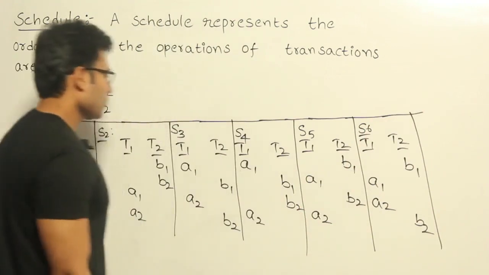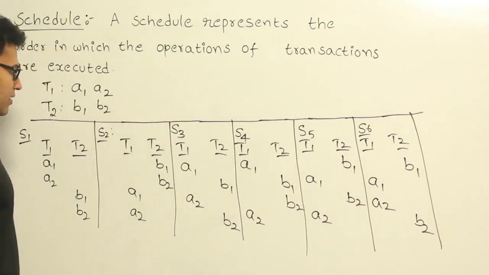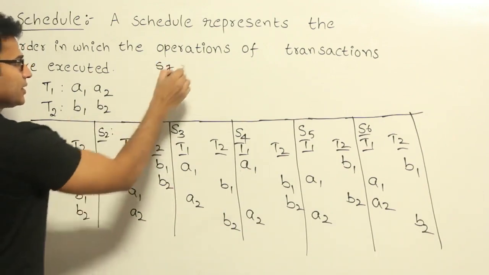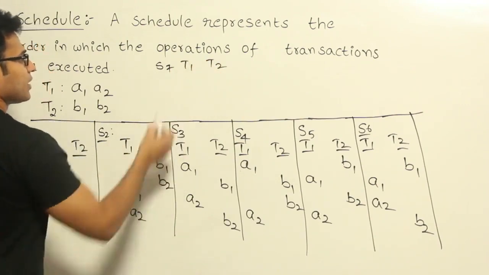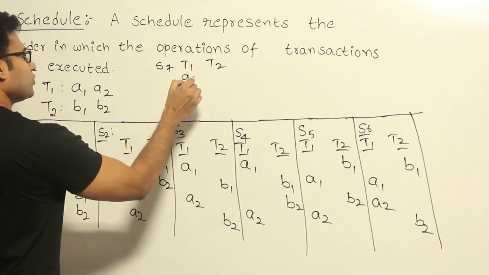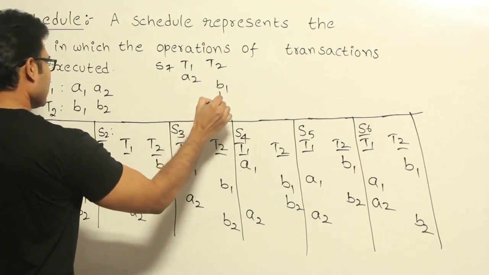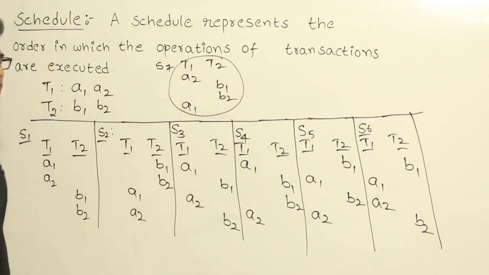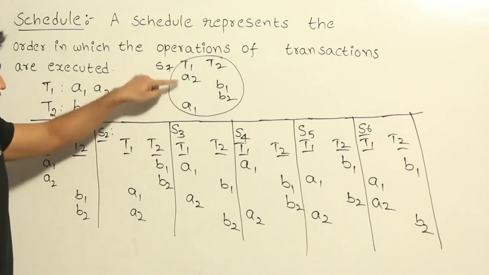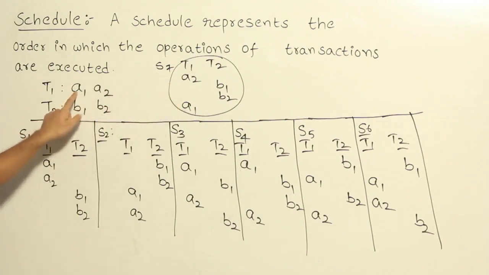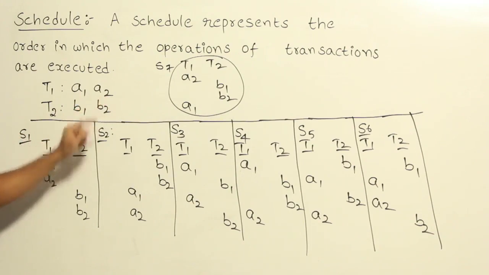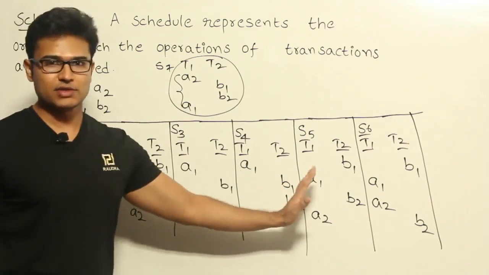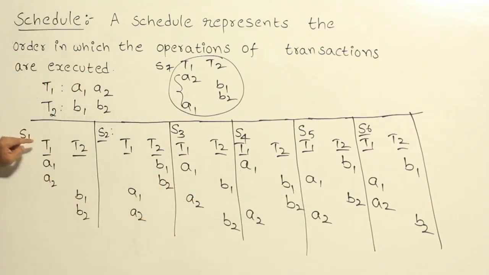One thing that might confuse you is that you might think this type of schedule is possible. Let's say S7: I start with A2, then B1, B2 and then A1. Now this can never be a schedule. The reason is, within a transaction you are supposed to follow the order. Within a transaction, A1 should be done first and then A2, so this should not be altered. If you look at any of the schedules I have written, within a transaction you always have the order.